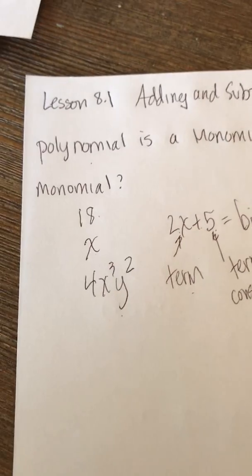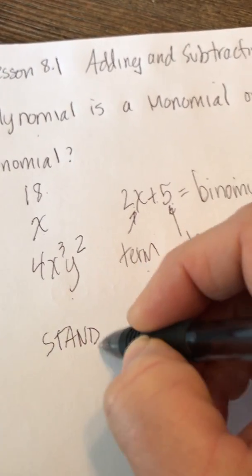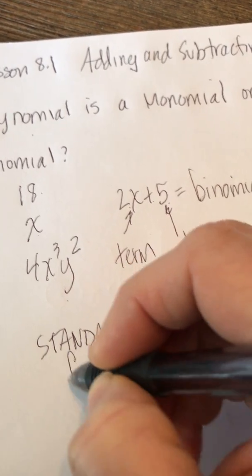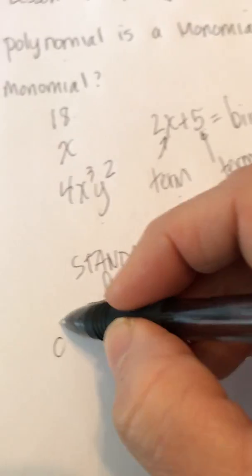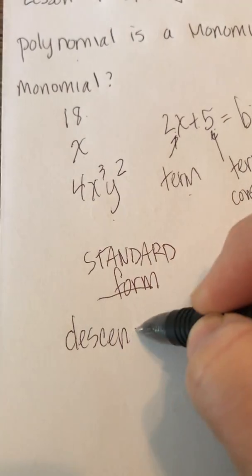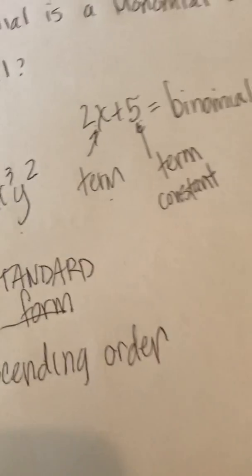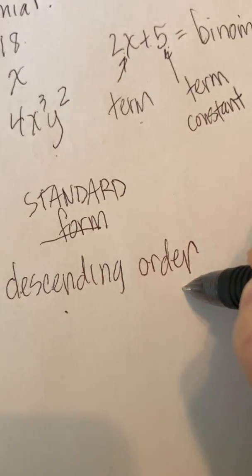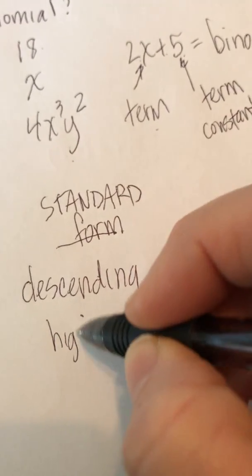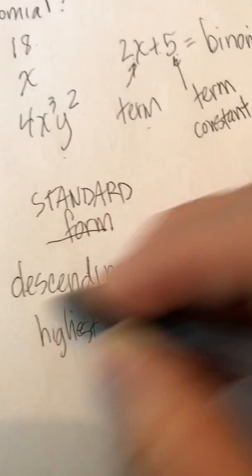Another part of lesson 8.1 is understanding how to put a polynomial into standard form. What would standard form be? Well, it's typically that we're going to put it in descending order. Descending order really speaks to the degree, and we're going to put it in highest degree to lowest degree. Highest degree down to lowest degree, and that would be in descending order.